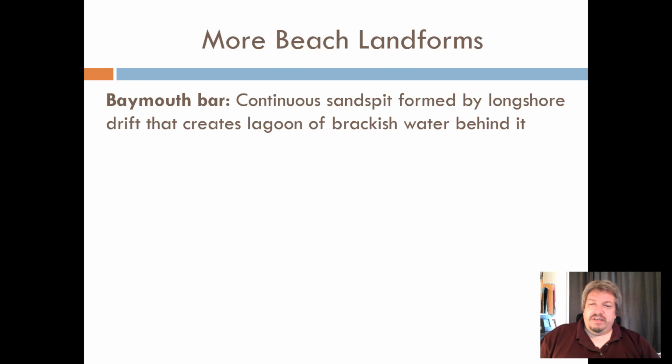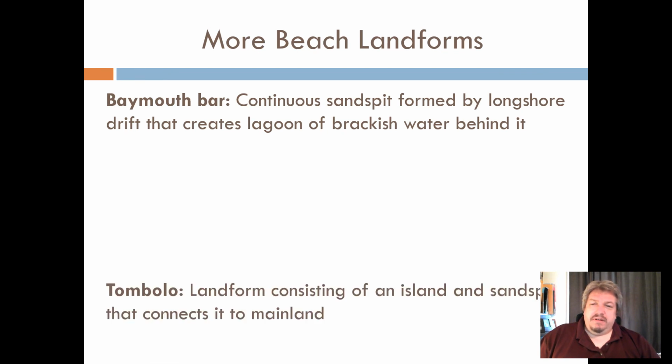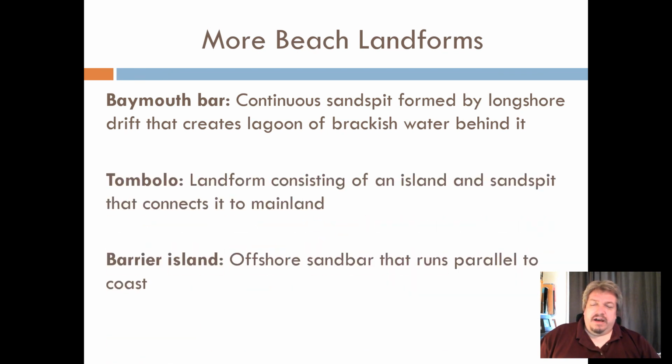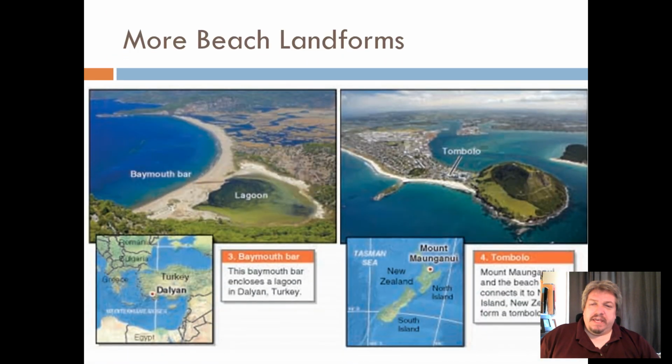Some more things we see. I'm going to put these names up, and then we're going to look at them. It's just better to see the images. So the Baymouth Bar, the Tombolo, and the Barrier Island. So the Baymouth Bar is if a sand spit gets pushed on the coast and blocks off a small arm of the ocean. So right here, this used to be like a bay on the ocean, but the sandbar blocked it off. So now you have two separate bodies of water. This is called a lagoon.